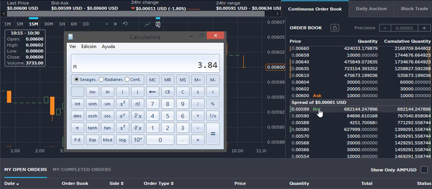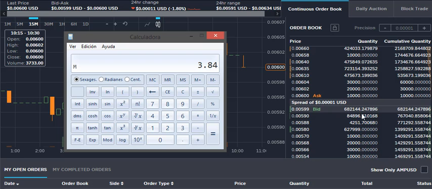Now, look at that. There's a humongous line here to get in. You could market order in. Or sorry, this is a humongous line. Sometimes I get confused by this whole thing. But basically, let's just step by step this.